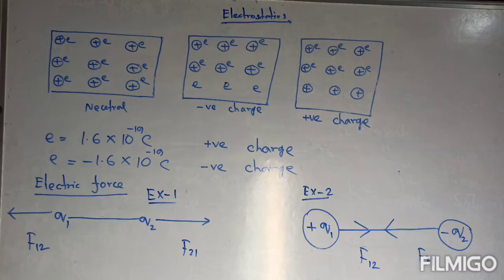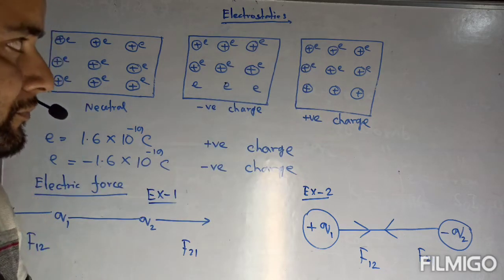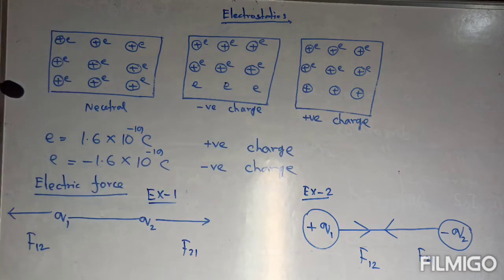Now what is the meaning of positive charge? In this substance, how many electrons? There are 6 electrons, but what is the number of protons? There are 9 protons. Okay, so there is a lack of electrons. This lack of electrons is called positive charge. If in any substance there is some lack of electrons, then the substance is called positively charged.